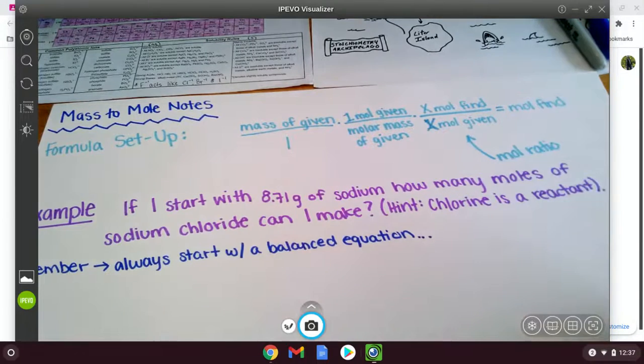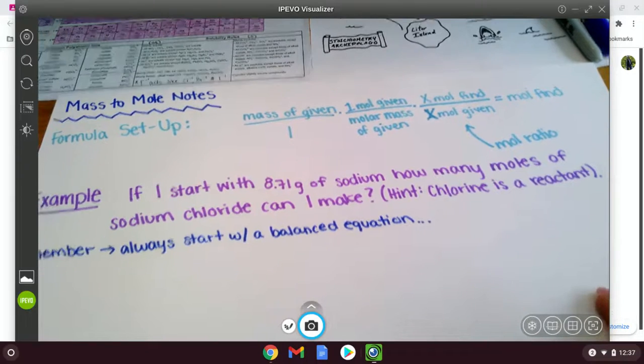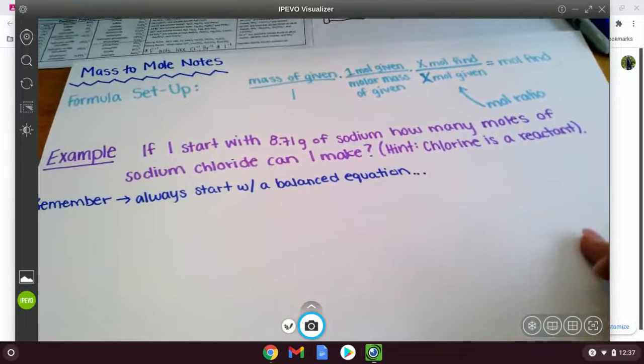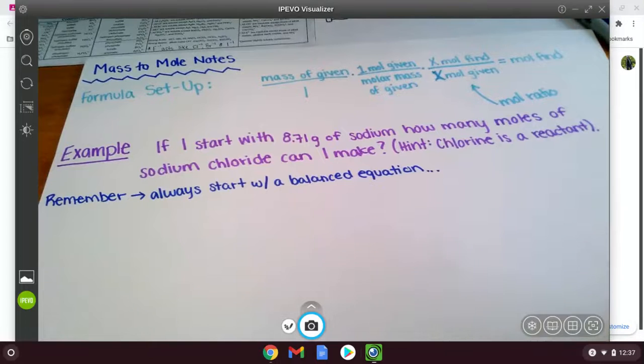Okay, so the example I've written for us in purple says, if I start with 8.71 grams of sodium, how many moles of sodium chloride can I make? Hint, chlorine is a reactant, okay? So first things first, let me get this set up for us.